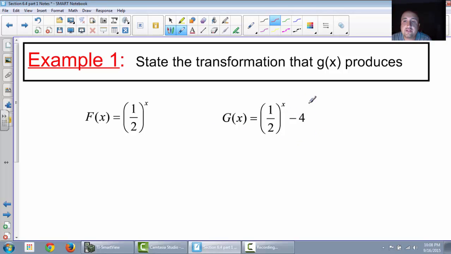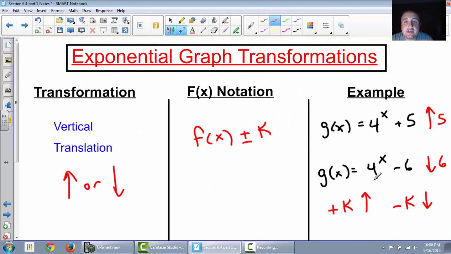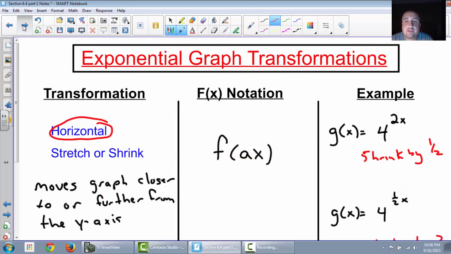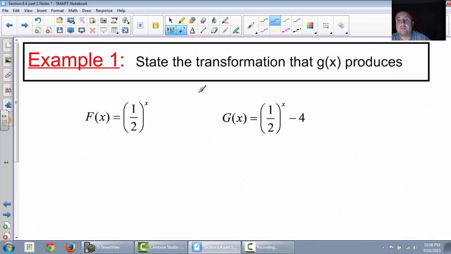Okay, so what does this minus 4 do? I'm going to go back to my transformations, and I notice that if we take our function, we add or subtract a number, k, it is a vertical translation. So this first example, this minus 4 here, is going to make our whole graph go down 4. Okay, and we can check our answers very easily.